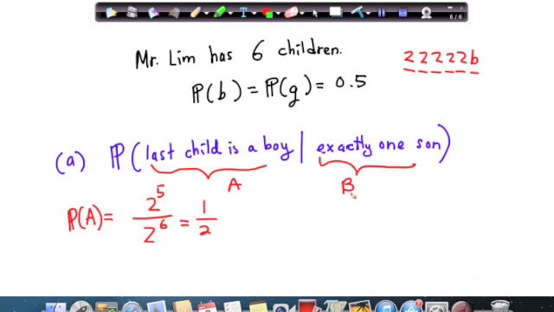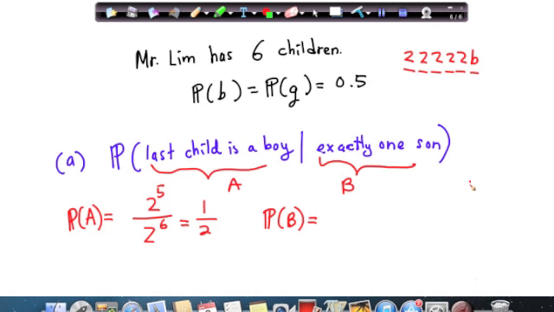Next, we determine the probability of the event B. When do we have exactly one son? Well, this only son can be the first child, or the second child, or the third child, and so on. Therefore, there are 6 possibilities altogether.